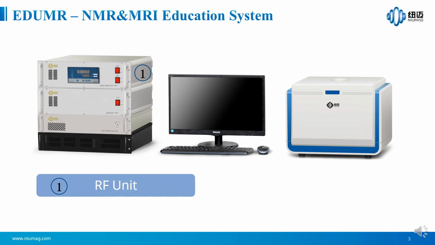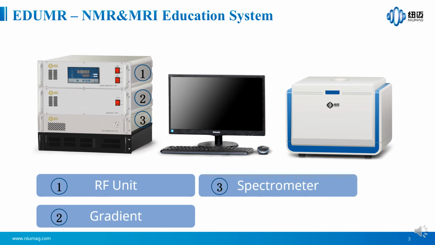Let's start by introducing the corresponding parts of the instrument from the left to the right. The first is the RF unit and the temperature control. Temperature control is used to control the temperature of the magnets because permanent magnets are sensitive to temperature. And this is also an RF pulse cabinet.